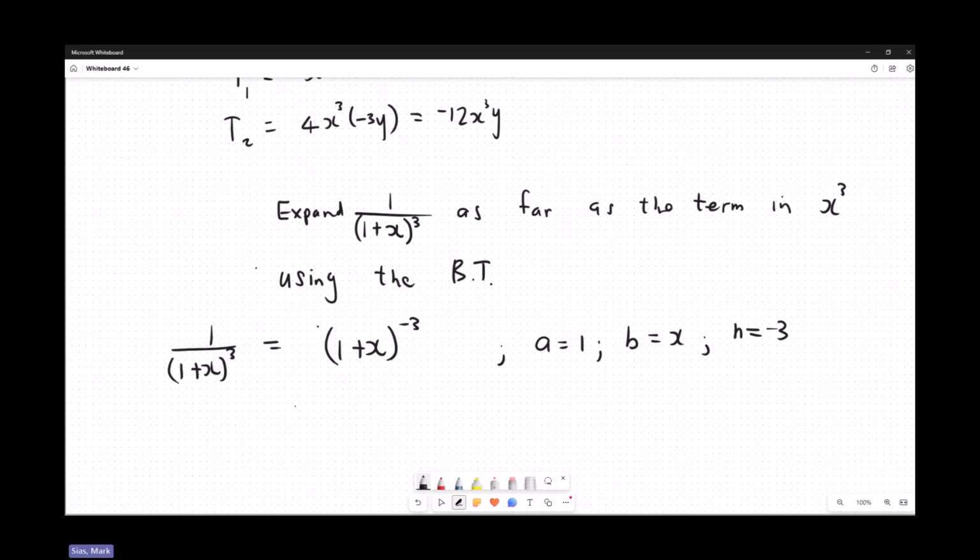Just invoke the binomial theorem: a plus b to the n is a to the n plus n a to the n minus 1 times b plus n times n minus 1 over 2 factorial a to the n minus 2 b squared. And then when you see x cubed arising, you stop there. And then you say plus dot, dot, dot, showing that you know that in the event where n is a negative integer, there's an infinite number of terms. Of course, the requirement is you stop at x cubed. Okay, great. Thank you so much.